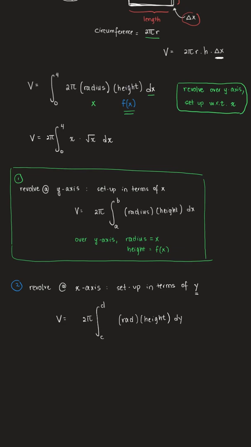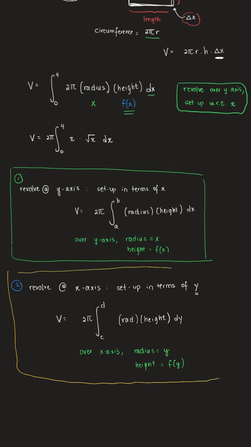But if we're revolving over the x-axis, the radius, I'll show you this on Thursday, radius is y, height is f of y. And there it is. That is the shell method.